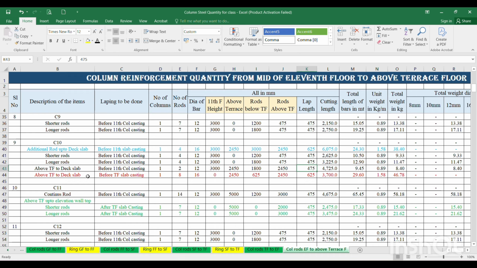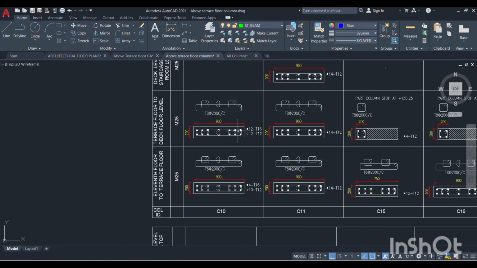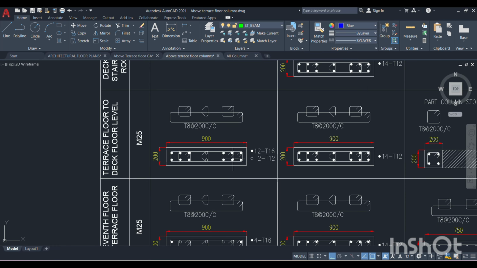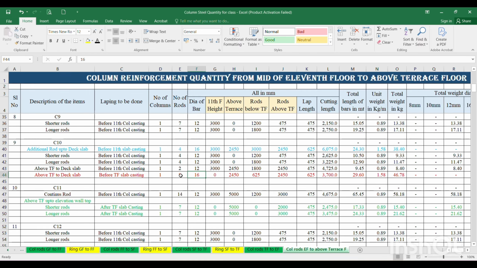And similarly, another 8 rods are added before the terrace floor, these 8 numbers of 16 dia rods. So here it is changing, you see: above terrace floor this 8 number, here 4 number and here 4 number, total 8 number of 16 is changing here. So total 12 number of 16 is there, already 4 number of 16 is coming from down, that has come up to deck level, and this 4 plus 4 has to be added before casting the terrace floor slab level up to deck slab. So that 8 number 16 dia 11th floor height is not required.